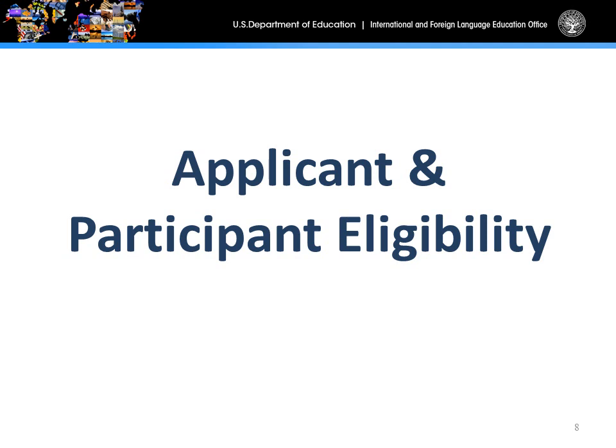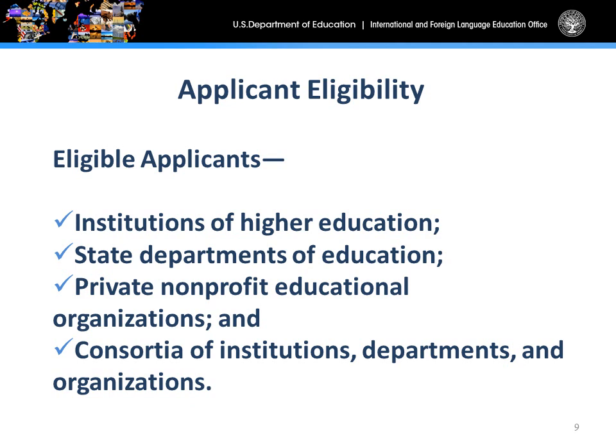Next, I'm going to go over applicant and participant eligibility requirements. Eligible applicants for the fiscal year 2019 cycle are institutions of higher education, state departments of education, private nonprofit educational organizations, and consortia of institutions, departments, and organizations.